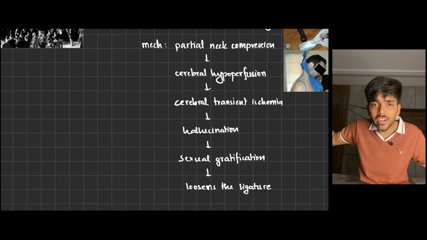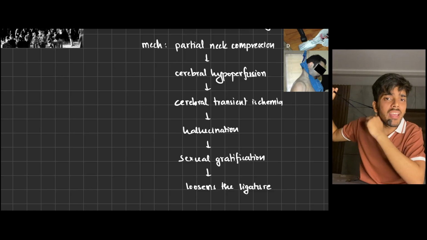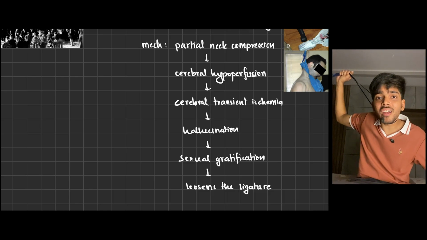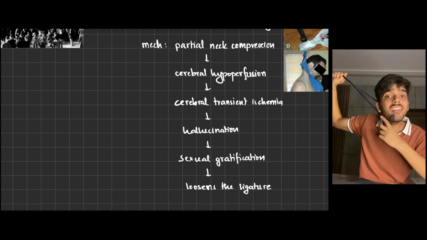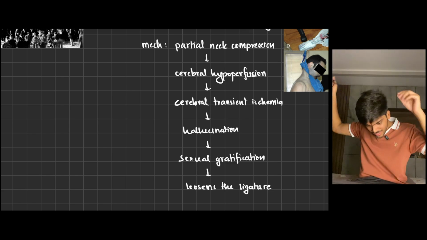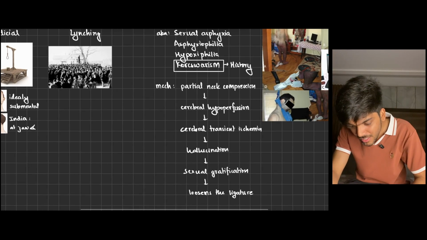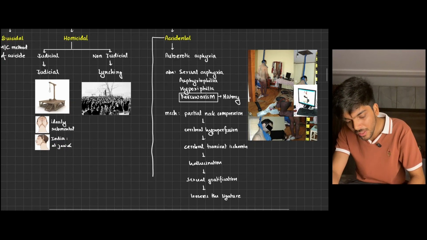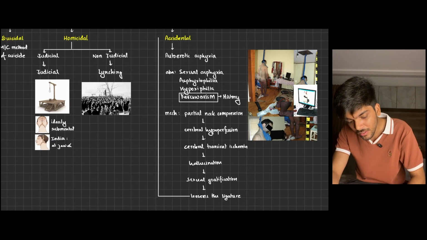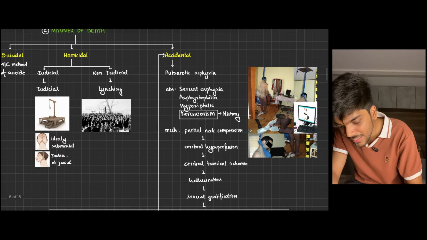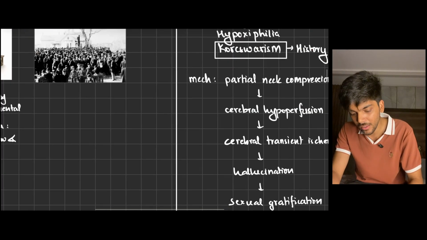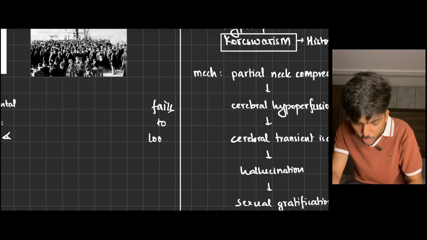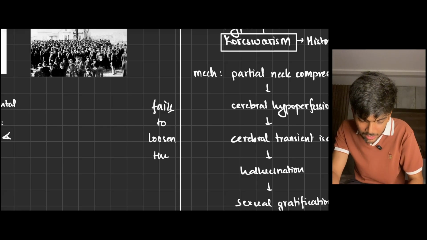When all of a sudden, he's now unable to loosen the ligature. It's stuck. Now it's no longer about sexual gratification. It is about life and death. It is stuck, right? So he tries to loosen the ligature, but it is stuck. So he ends up killing himself accidentally. This is your accidental hanging. So he fails to loosen the ligature.